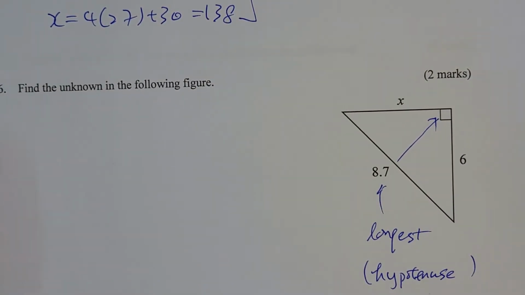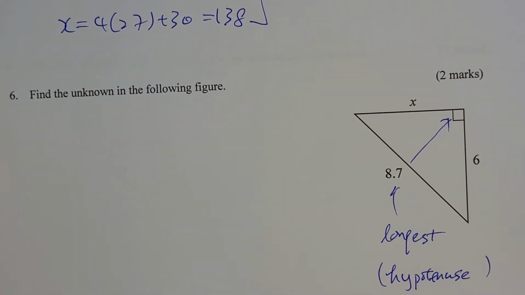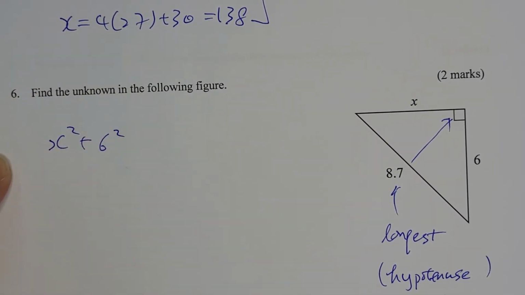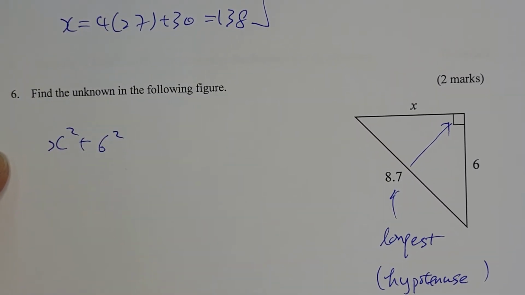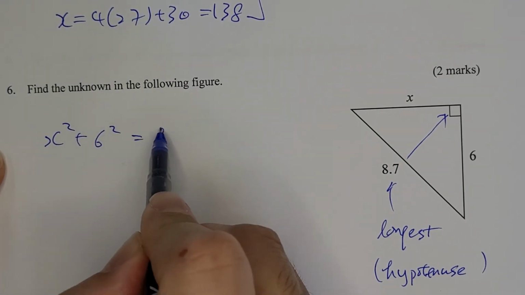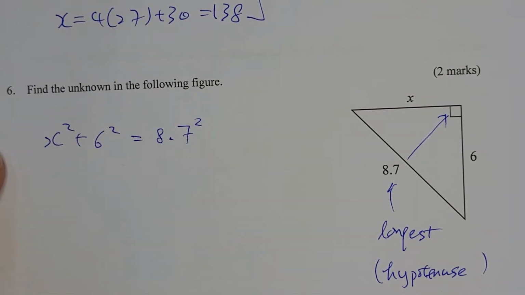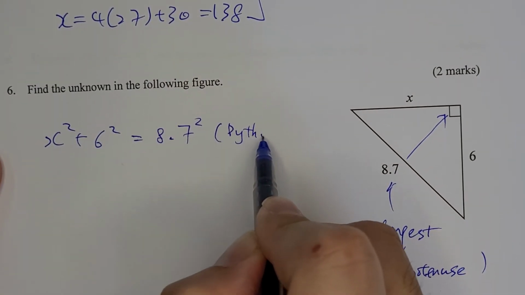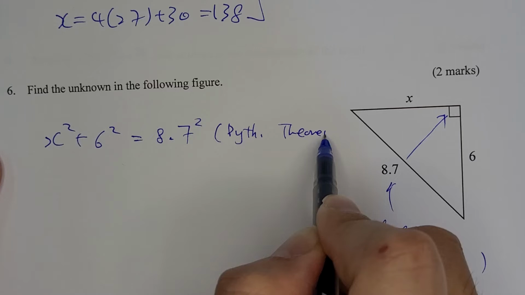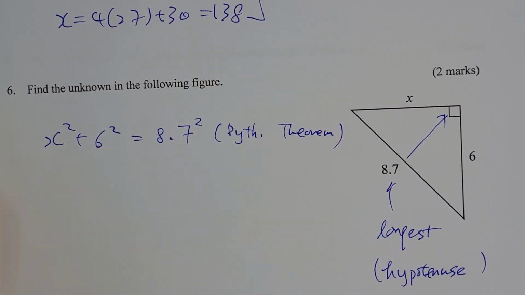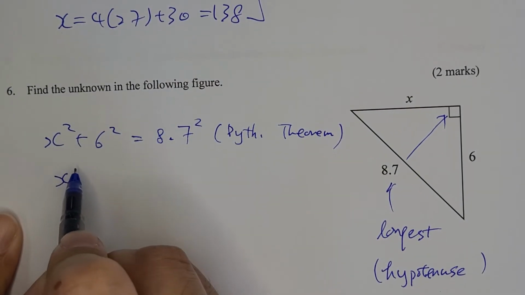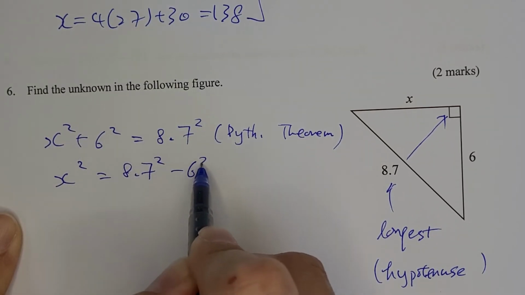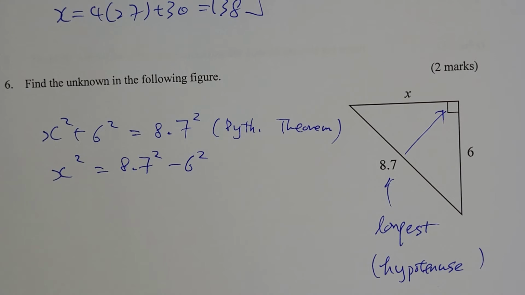So, applying Pythagoras theorem, x squared plus 6 squared, the sum of square of two shorter sides will equal to the square of the longest side. Okay, reason: Pythagoras theorem. So x squared would equal to 8.7 squared minus 6 squared, right? Then use a calculator to help you.